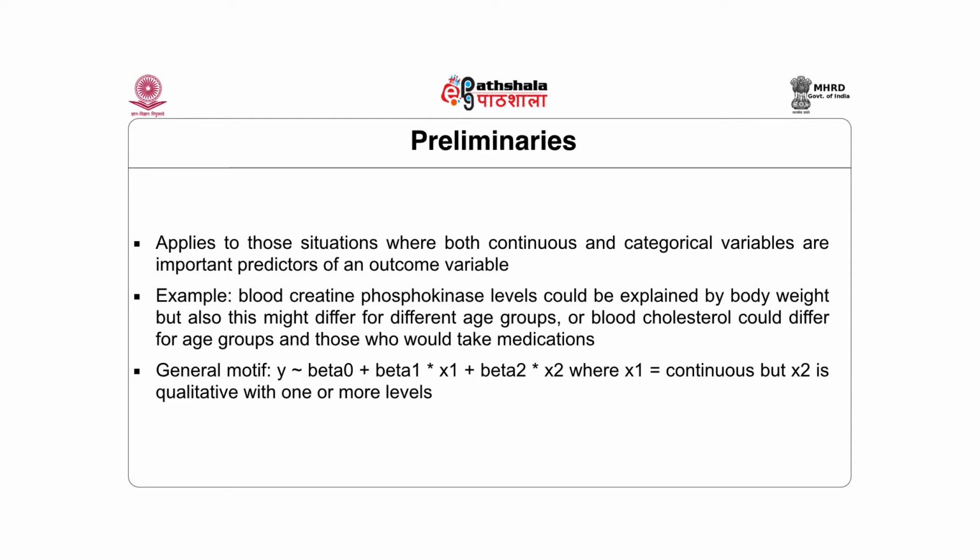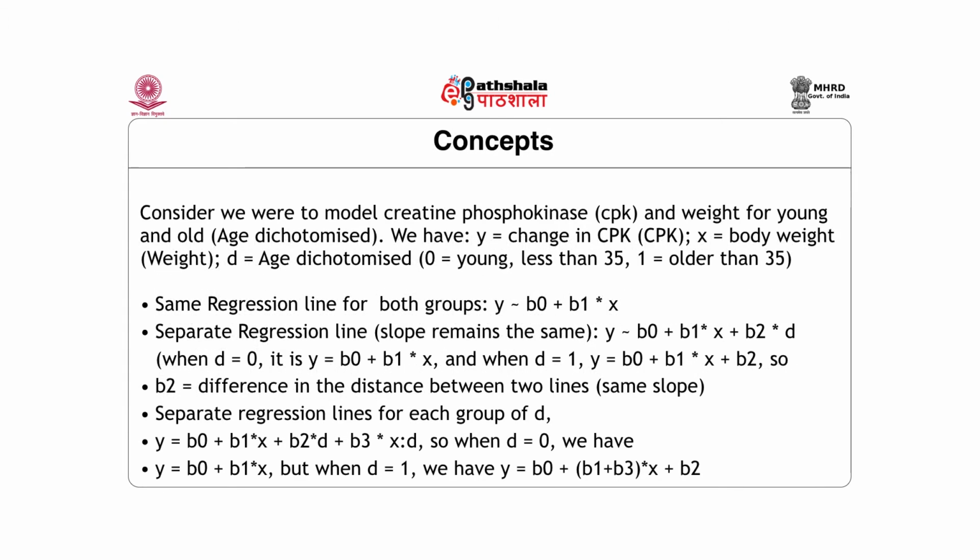So, moving on to this general model. y is the outcome variable, beta 0 is the intercept term, beta 1 is the regression coefficient for the first variable x1, beta 2 is a regression coefficient for the second variable x2. But the second variable, x2, is a qualitative variable with one or more levels, as we see. For example, consider that we were to model the creatinine phosphokinase variable.